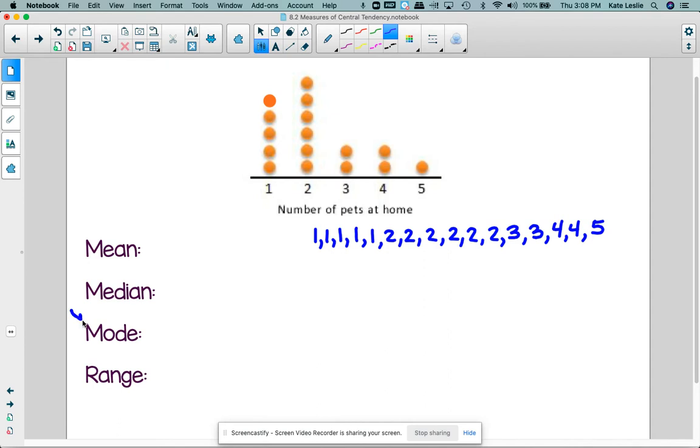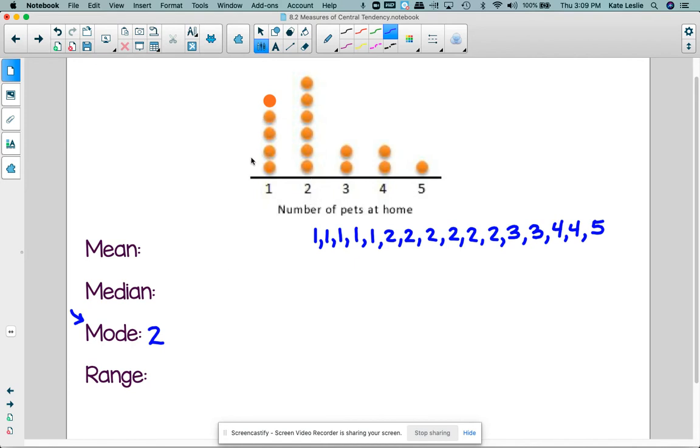First, starting with the mode. We know that the mode is the number that shows up the most often. In this case, you're looking for the tallest set of dots or X's or whatever has the tallest number in that data set. So this one would be 2. So automatically, I didn't have to do any math for that. I simply just had to look at the dot plot and see that this one had the tallest number of dots. So the mode is 2. Most people have 2 pets at home.